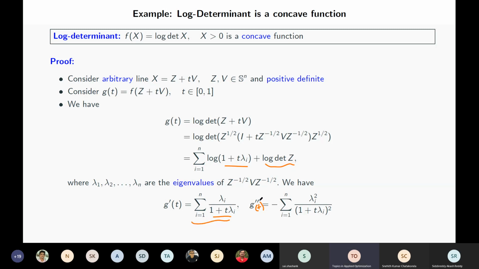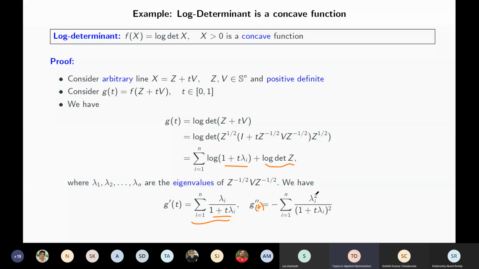And we can take one more derivative with respect to t. So we took one more derivative here, and then we get this. Okay, so if we take the derivative with respect to t, then this will be minus 1 by 1 plus t lambda I squared, and then the derivative of the inside term, which will again be one more lambda I.